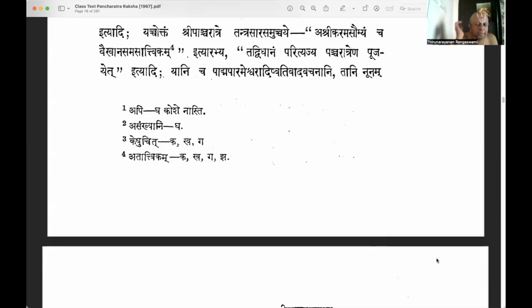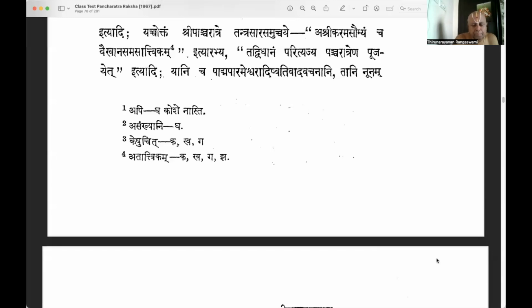So this is the beginning sentence in the Shastra called Tantrasara Samuchaya, in the book called that. Then Tadvidhanam Parityajya Pancharatrena Pujaya. If you find Vaikhanasam as Asatvikam is bad, that means it's not good. You can't say bad, but it doesn't seem to be good. When you identify the goodness of Vaikhanasam, you can follow. Otherwise, Pancharatra must be utilized.